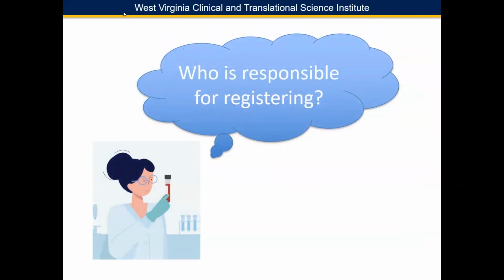So who is responsible for registering? Generally, this is the principal investigator. Anyone who has a user account for the PRS data entry system at ClinicalTrials.gov can enter the information into the system. However, entering the data requires someone who is thoroughly knowledgeable about the specific details of the study design, eligibility criteria, intervention, and outcome measures.